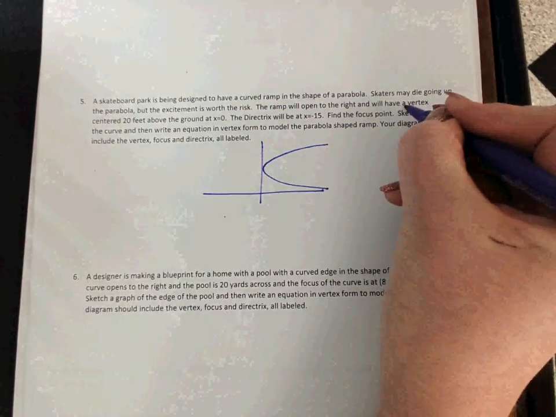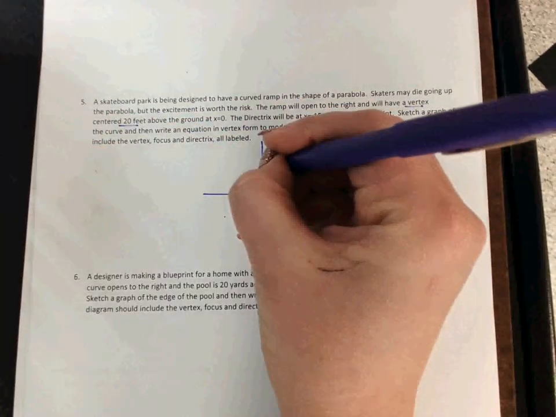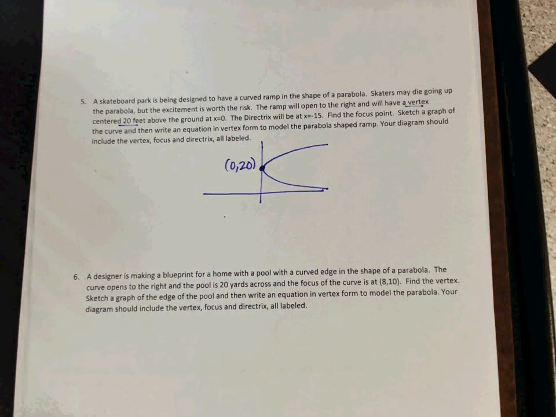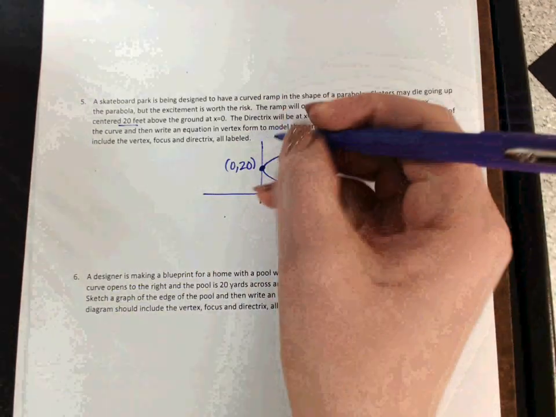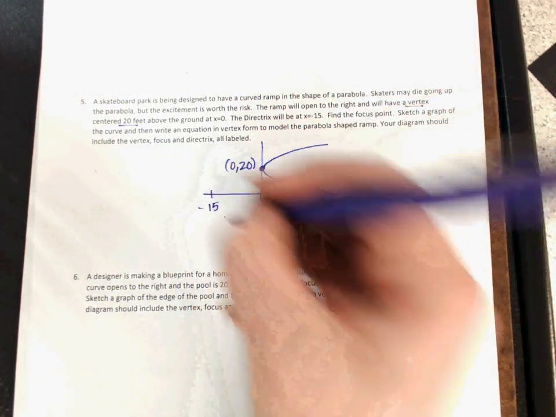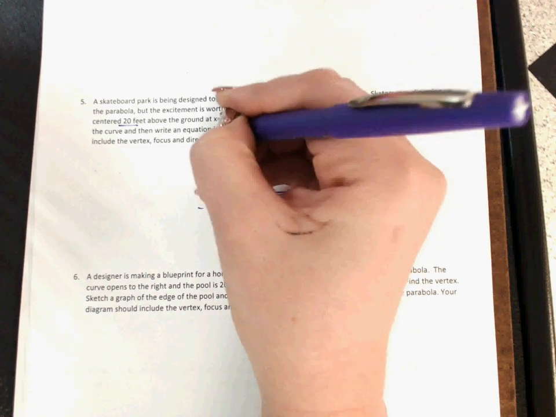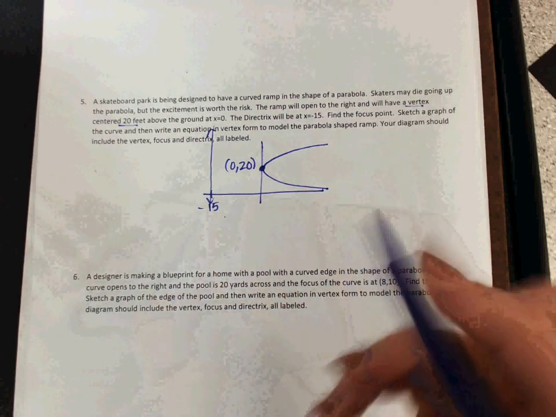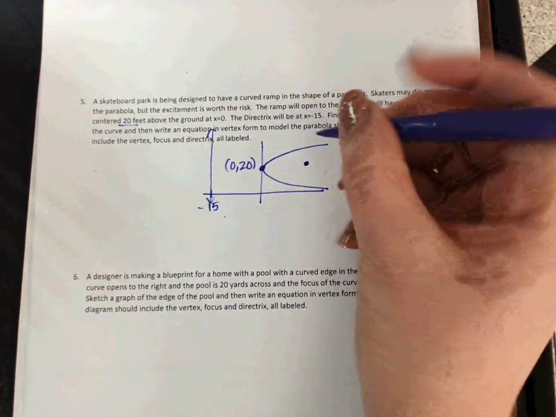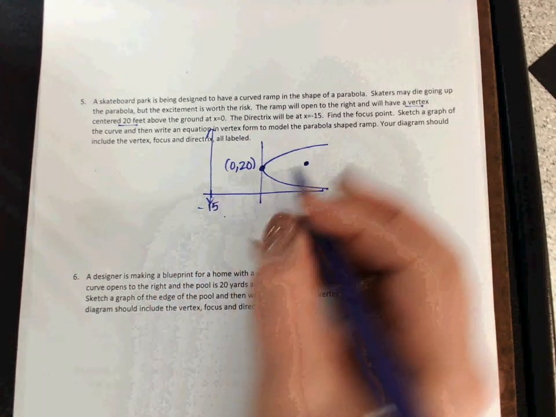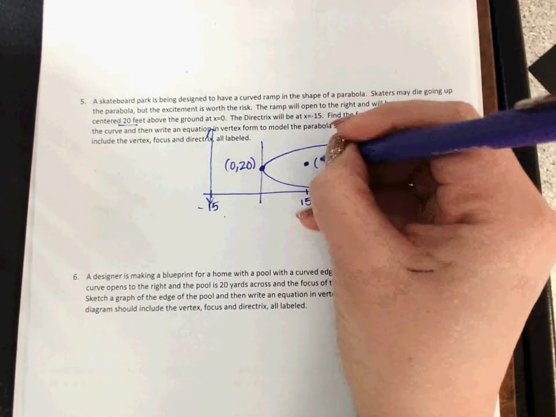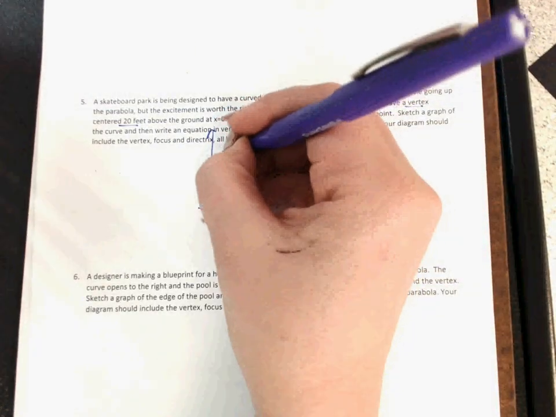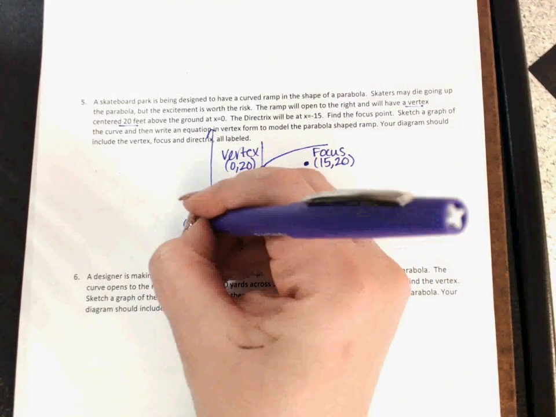And then it says that the vertex is 20 feet above the ground, so that would be right here at (0, 20). Then it says the directrix will be at -15. So that means I'd come back here, we'll say this is -15. There's your directrix. Now what you should remember is that if this is 15 apart, your focus has to be 15 this way. So if this is 15 here, this is 15 here. So that would be (15, 20). That's your focus.